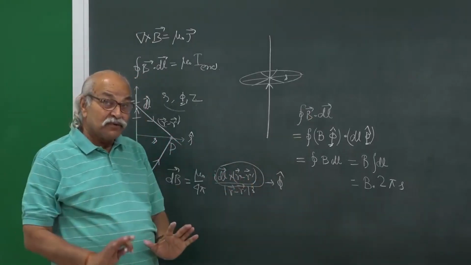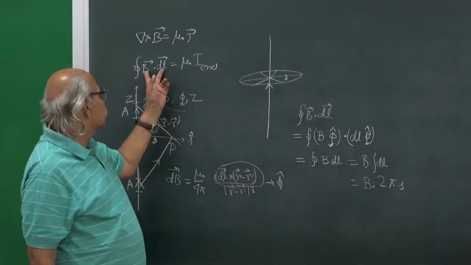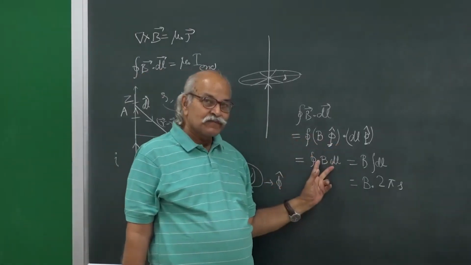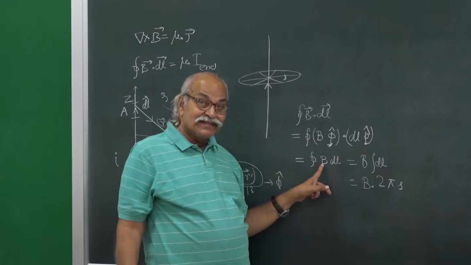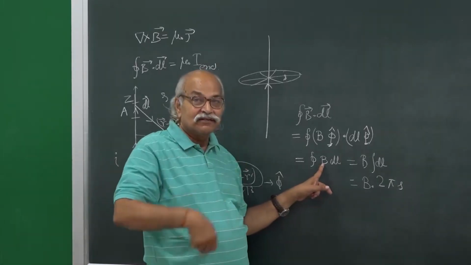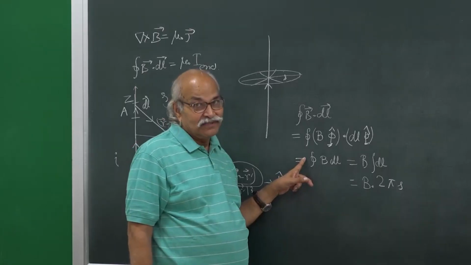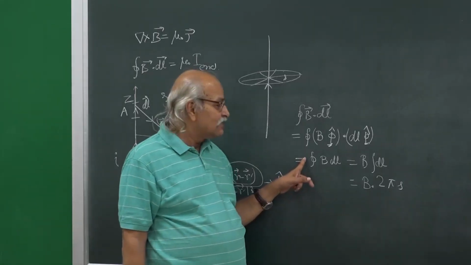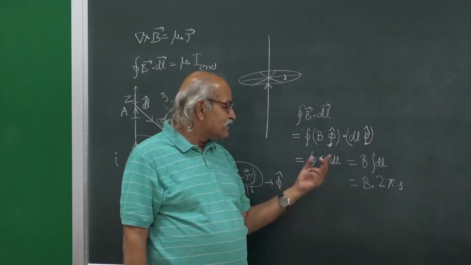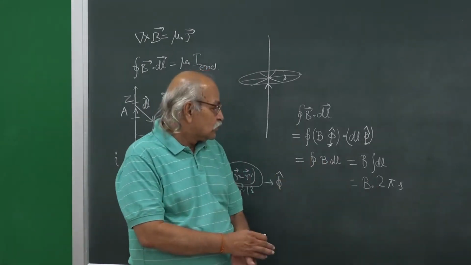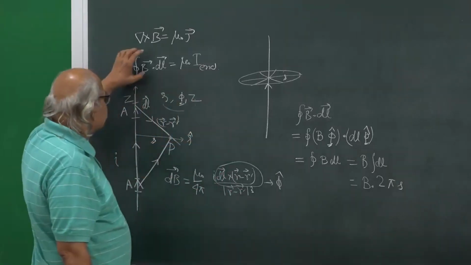Now, the steps are very important. From the vectors, we have gone to the magnitudes, and the magnitude is constant as you go along that circle. Therefore, we could take it out. These things are important. Otherwise, if it is varying at different places, then this step will not do. So this is our left hand side.